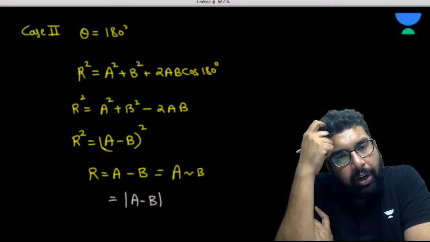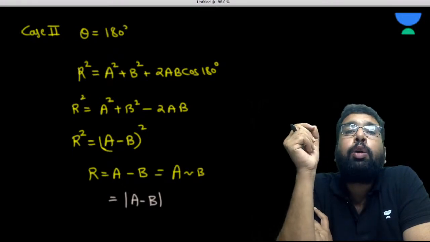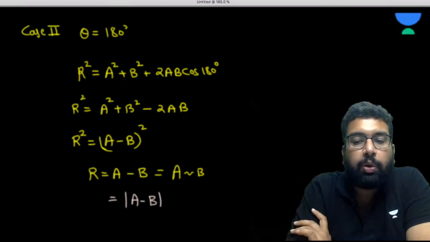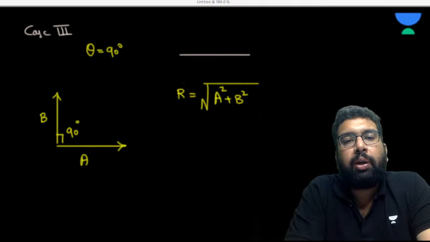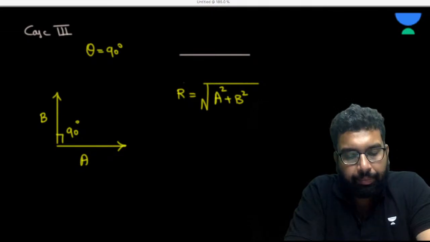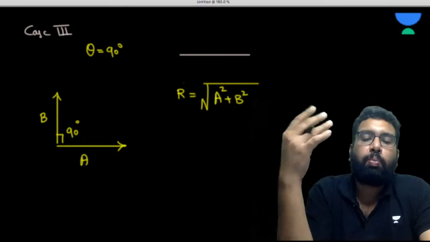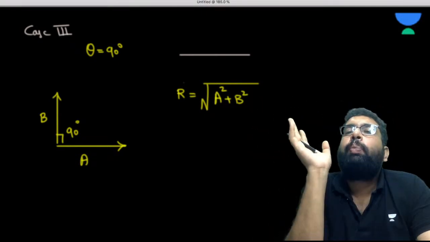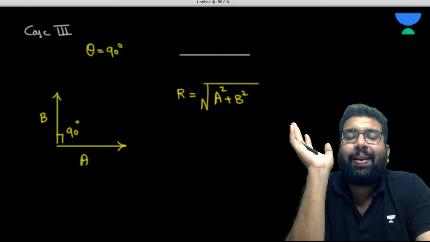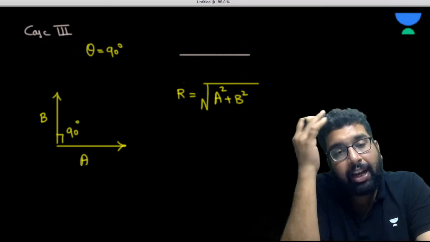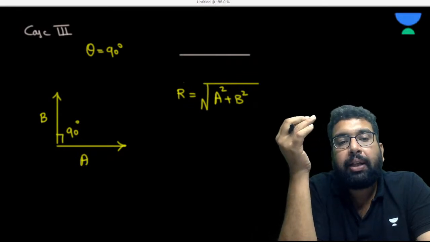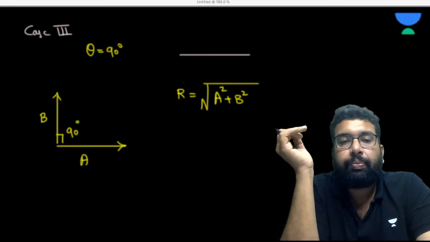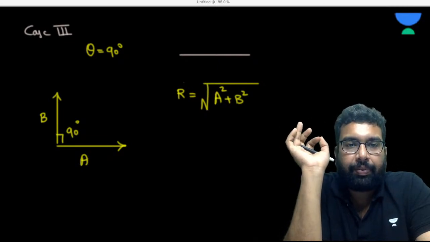So if you write a square plus b square plus 2ab cos 90, cos 90 becomes 0. So you are going to get R is equal to root over a square plus b square. From Pythagoras also, from this formula also, whichever way you may want to go. Understood? Please answer me. Wonderful. Now please understand this also.